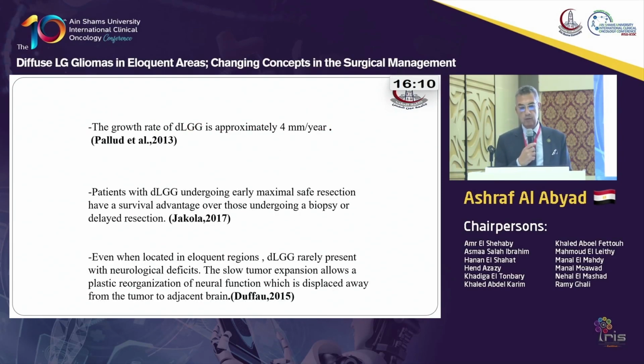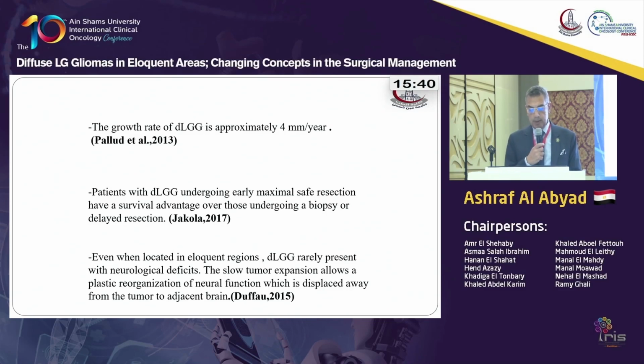The growth rate of diffuse low-grade glioma is approximately 4 millimeters per year. There is no static diffuse low-grade glioma. Patients with diffuse low-grade gliomas undergoing early maximal safe resection have a survival advantage over those undergoing a biopsy or delayed resection.